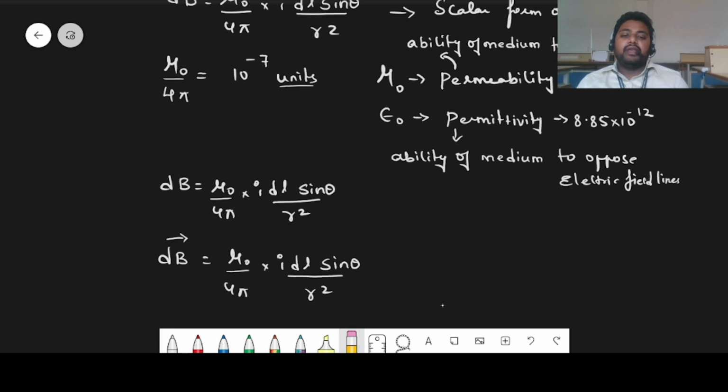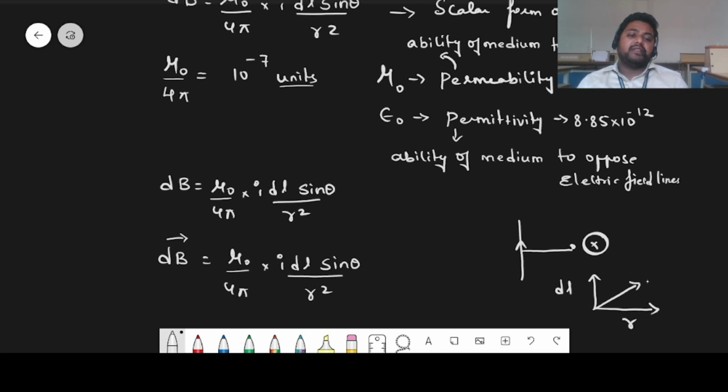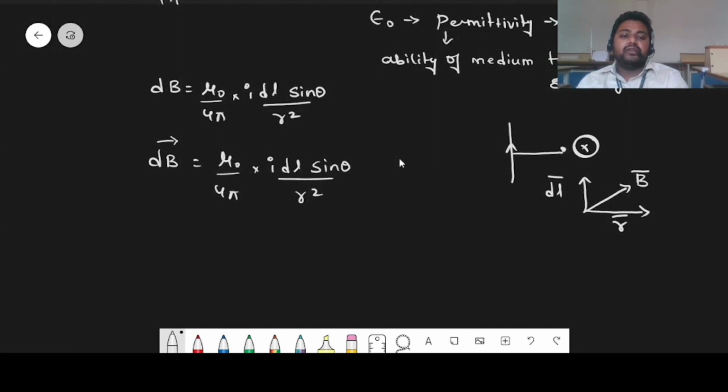dB is actually going inside when the current is moving in the upward direction. Okay, at this particular point the magnetic field is going inside. So this is the direction of dl, this is the direction of r bar, and the magnetic field is in this direction, this is B bar. Understanding this relation, if dl is rotated towards r bar, we have to write it as dl cross r bar using the screw rule.